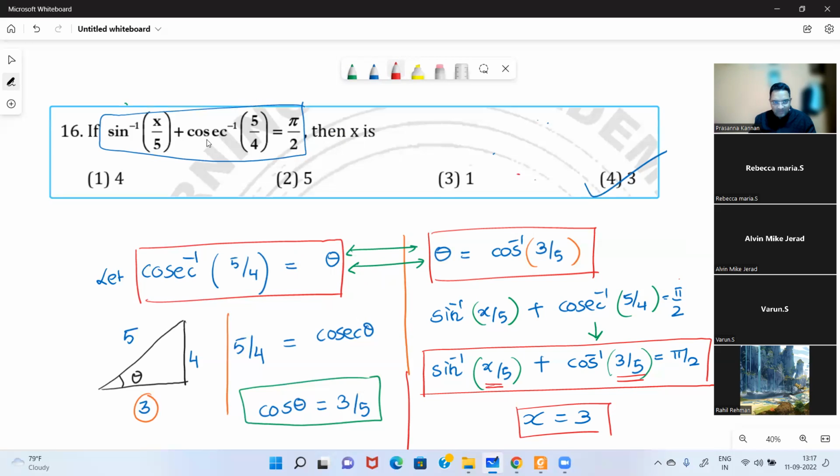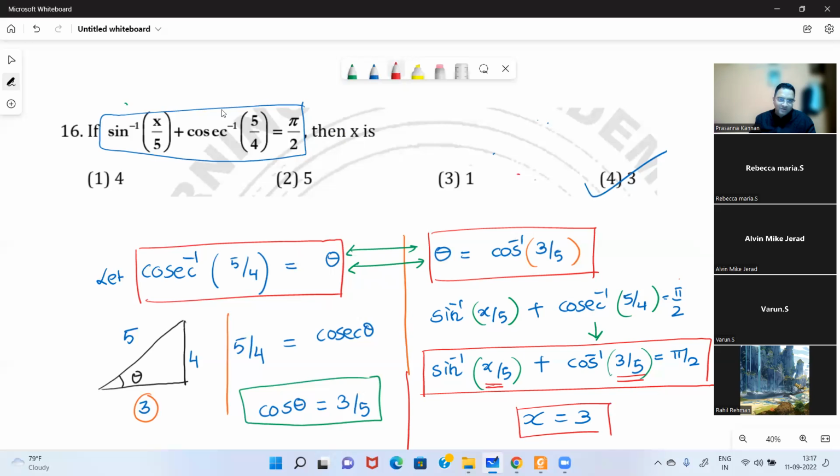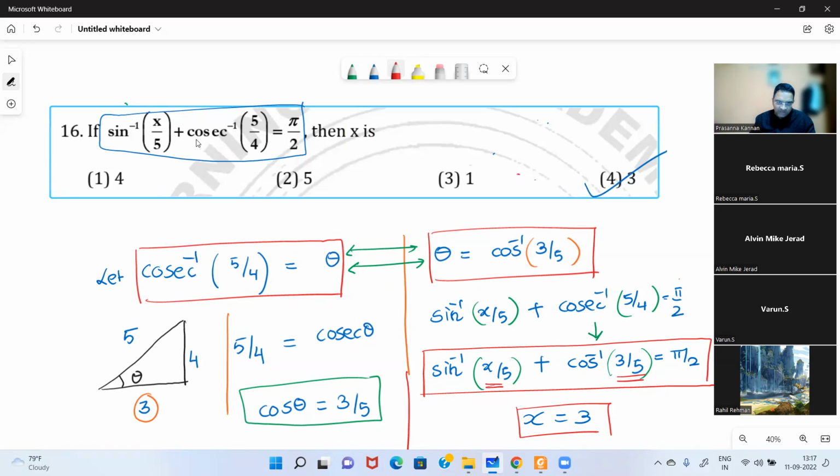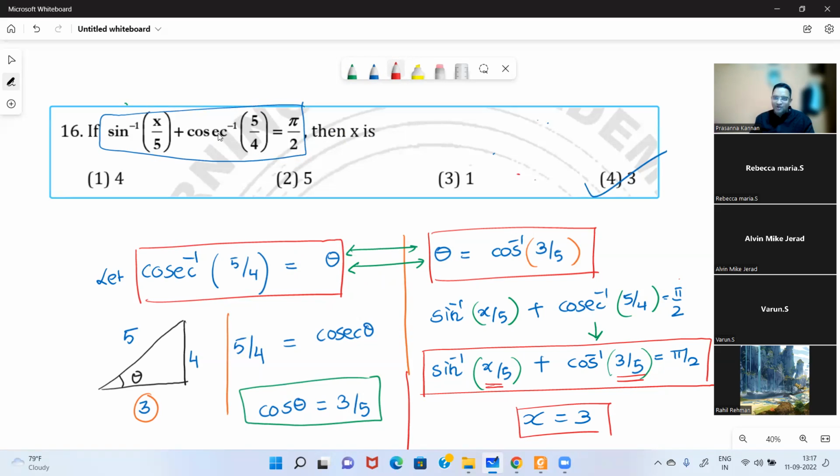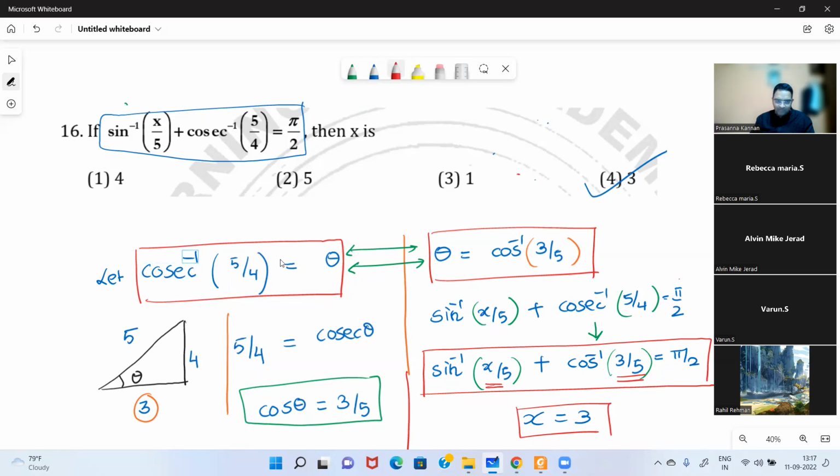Sine inverse of x by 5 plus cosecant inverse 5 by 4 is equal to pi by 2. Then x is? First thing is we are trying to express cosecant inverse in terms of cos inverse, because sine inverse of some function plus cos inverse of the same function will be pi by 2. That's why I want to express in terms of cos inverse. So I'm drawing the triangle. 5 and 4 I'm able to plot. Then the other missing side I can find out using Pythagoras theorem or Pythagorean triplet, knowing that cosecant theta is 5 by 4.